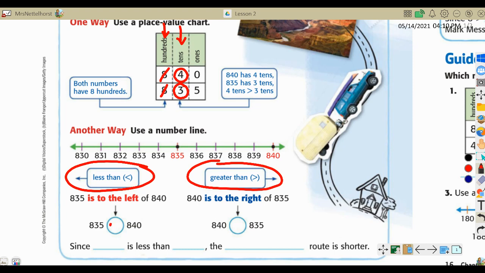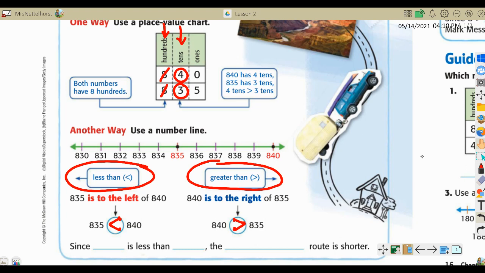So we're going to put 1 dot by 835, 2 dots by 840, and then we're going to connect the dots. Using that dot method is really efficient, and then all you have to do is learn what the symbol means. So 840 is to the right of 835, so we would say that 840 is greater than 835. 2 dots by 840, 1 dot by 835, and so there is your symbol greater than.